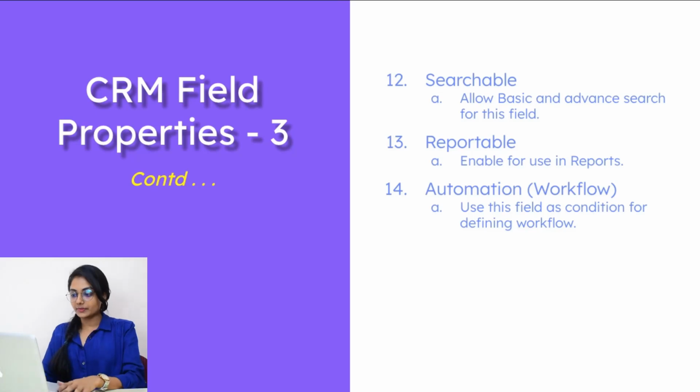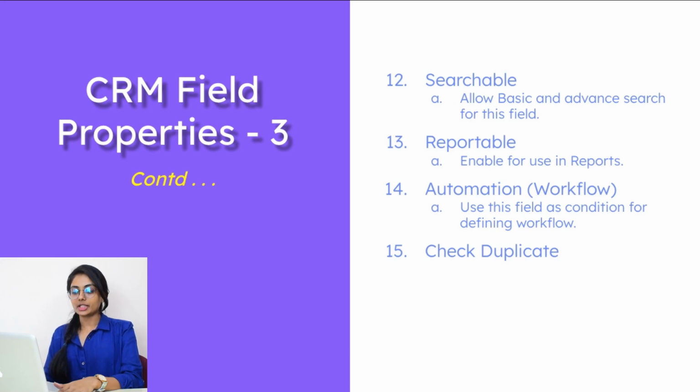So when I want to auto capture the close date, I will have to enable this property of automation to be yes for the close date field. So as we discussed, this automation field type is used for conditions in workflow. You can also use it in actions in workflow from where you will be able to update it.